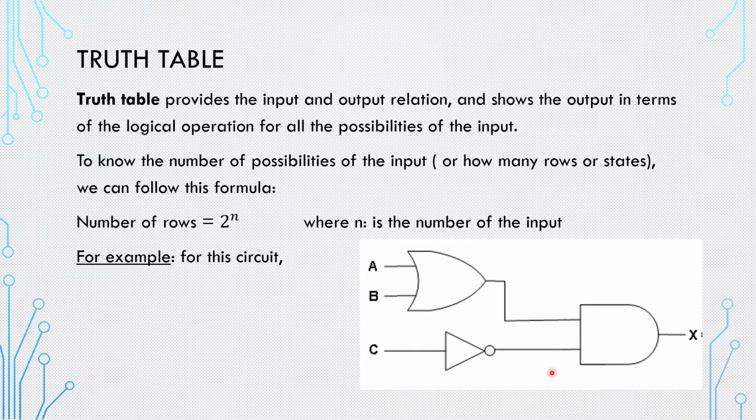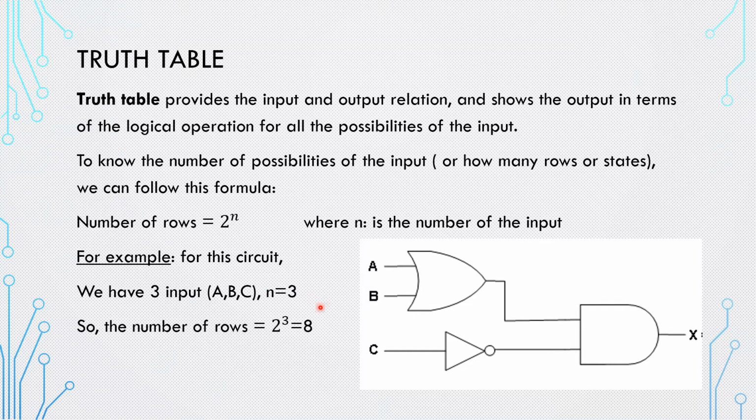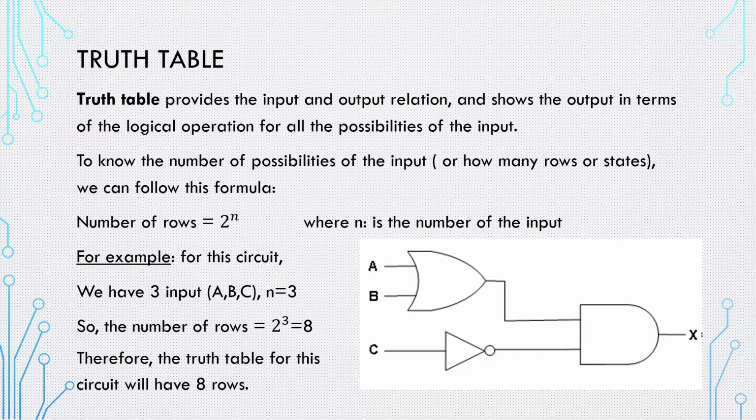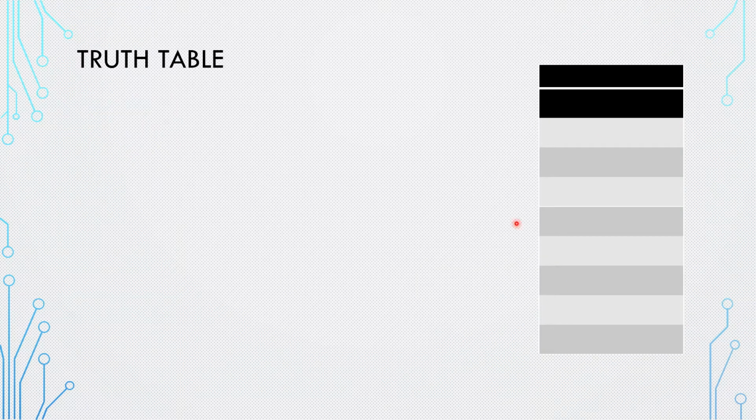So for example, this circuit, the circuit we took at the beginning. How many inputs does it have? How many different letters does it have? This is what we mean by input. So firstly, you can see that it has 3 inputs, A, B, C. Based on that, the number of rows in this case should be 2 to the power 3, which is 8. And this is how I build the truth table, by looking for the number of inputs. So this is my truth table. It has 8 rows, 1, 2, 3, 4, 5, 6, 7, 8.